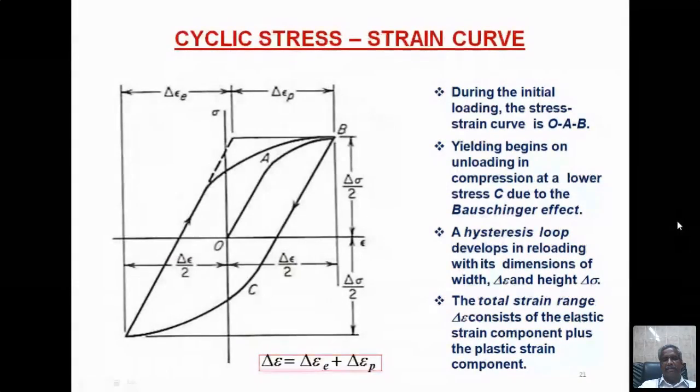And then again, if you release the load, the specimen will come back to this position, but some amount of strain is left in the compressive mode. And then you again stress it to reach the point B. Like this, if you do that, you will get a loop. It's a hysteresis loop, you will get a loop continuously.